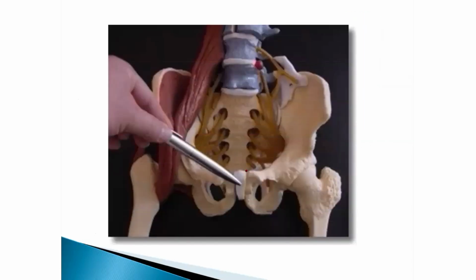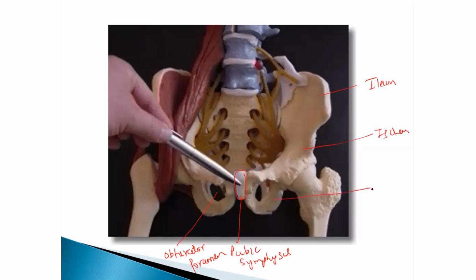Look at this. This is called the pubic symphysis. So remember, this is the pubic symphysis. And what we have here, this is the obturator foramen, a very important part. These three bones, this is what is called the ilium, then we have the ischium, then we have the pubis. So ilium, ischium, and pubis all join together, and finally they form a cavity here.